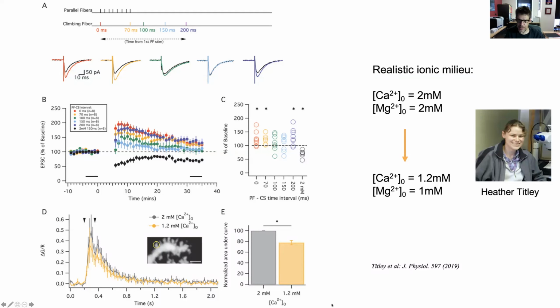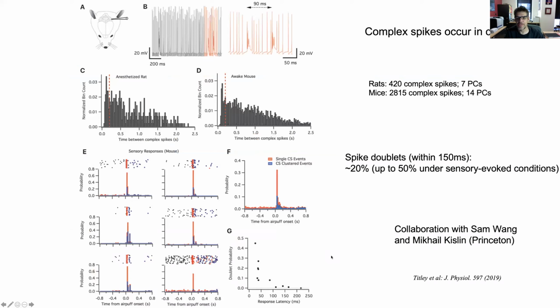So this was actually a collaboration with Sam Wang at Princeton University. And so Heather Titley in my lab had before already done whole cell patch clamp experiments in rats from Purkinje cells, and we didn't get very far with that because it's very, very hard to do. And so the number of recordings you get that are high quality are very low, but we got here a few Purkinje cells where complex spikes were fired.